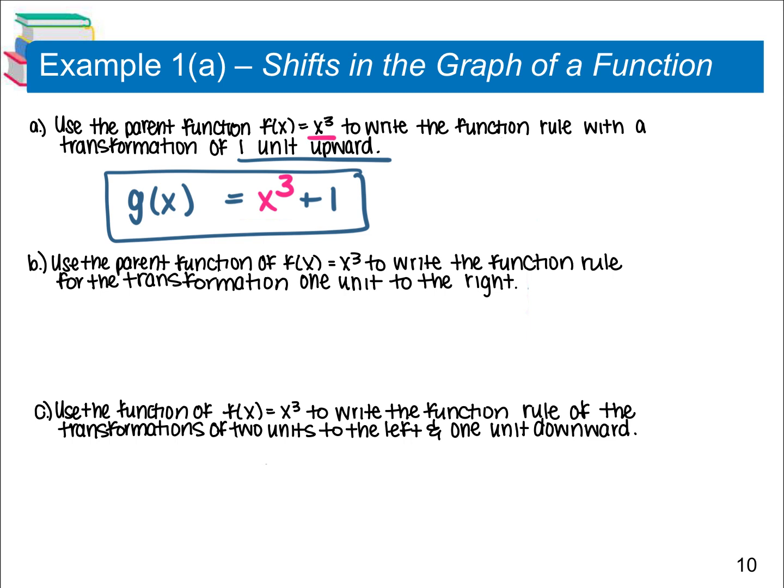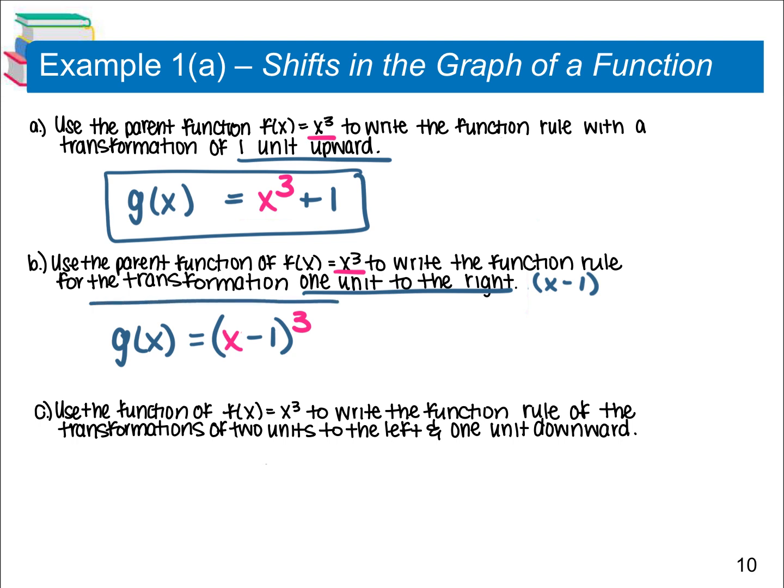For example, B, it tells you to use the parent function of f of x is equal to x cubed. So again, we're starting with the x cubed. To write the function rule for the transformation 1 unit to the right. 1 unit to the right means that we're in parentheses with x, and we're going to be minus instead of plus. It's because we're thinking opposite. So this 3 is going to have to be moved, and you're going to have to put parentheses around that x to where you have (x minus 1) cubed. And this is going to have to be named something different than f of x, so we'll name it g of x. So you have g of x is equal to (x minus 1) cubed.